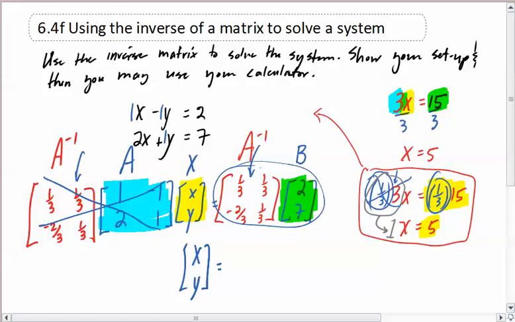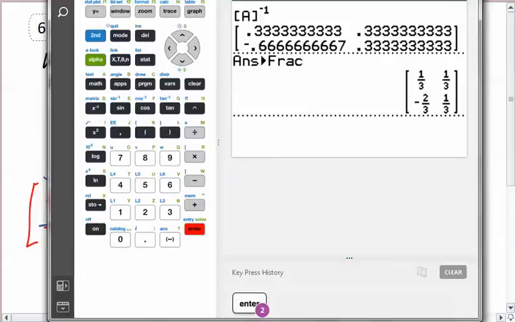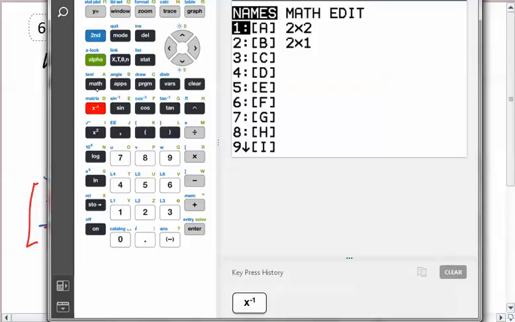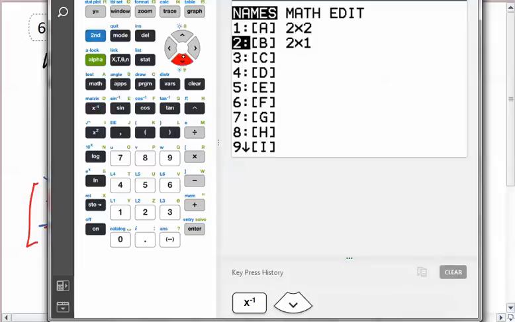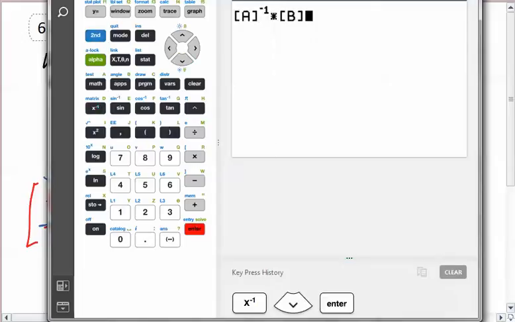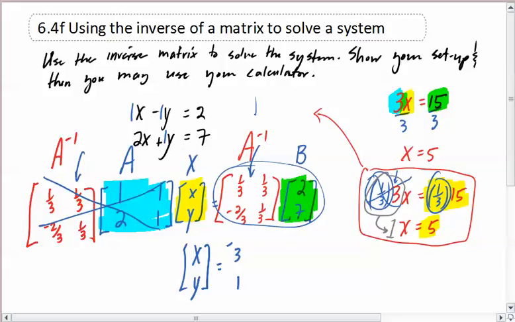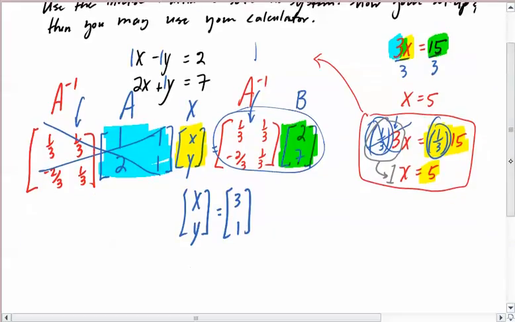So let's go back to the calculator. I've already put in the A, so I'm just going to call up the inverse of matrix A, and then I'm going to multiply by B. Here we go. So clear the screen. Second matrix. I'm going to call up matrix A. I'm going to raise it to the -1. Now I'm going to multiply by matrix B. I don't have to hit enter yet. Before then, I'm just going to call it forth. So I have A inverse times B, and 3 and 1 is my answer. Let's go back here. So I get a 3 and a 1, and that's my answer matrix. So my answer is the point 3, 1.